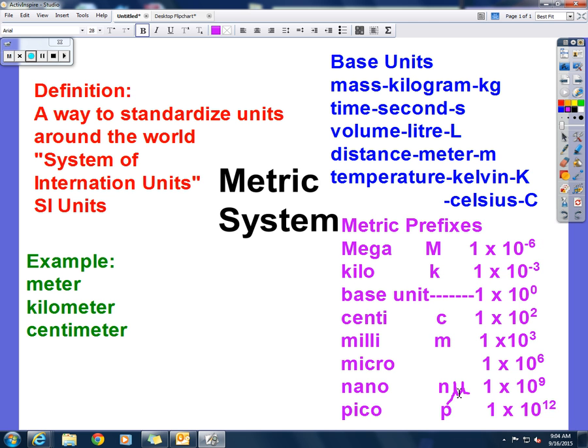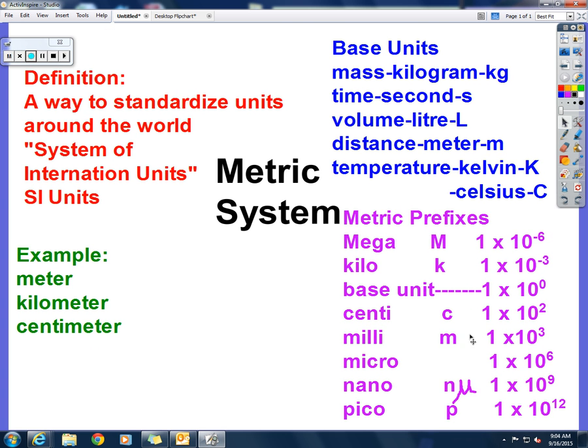Now, a lot of people have a hard time remembering the difference between pico and nano, and they always want to say that nano's 12 and pico's 9. And so the way that I remember it, and it's kind of backwards, and I'm sure that whoever's subbing for me is going to laugh at me, or you guys are all going to laugh at me. But I do it kind of backwards.